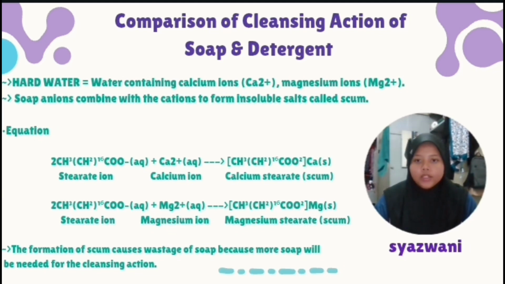Next, soap anions combine with the cations to form insoluble soap, which is called scum. There are some equations to show how scum forms, an insoluble salt. First, the stearate ion reacts with the calcium ion and becomes calcium stearate, which is a scum. Next, the stearate ion reacts with the magnesium ion and becomes magnesium stearate, which is a scum. The formation of scum causes wastage of soap because more soap will be needed for the cleansing action.